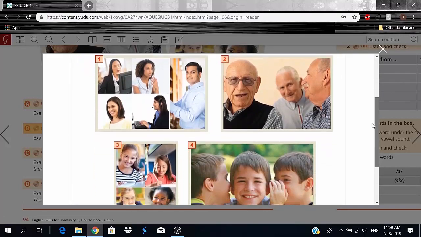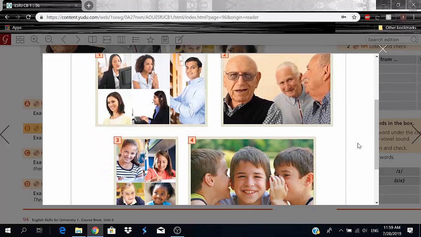96. Exercise B. Listen and find. Circle one person. Circle one boy. Circle the girls. Circle the boys. Circle the women. Circle the men. Circle the adults. Circle the children. Circle the people. Circle the male people. Circle the female people.